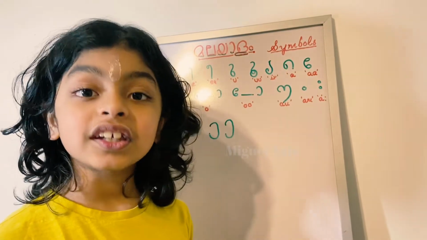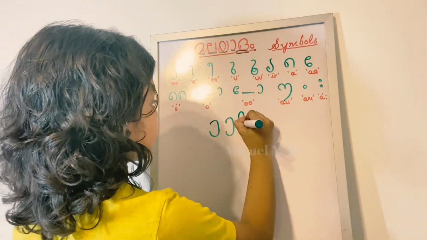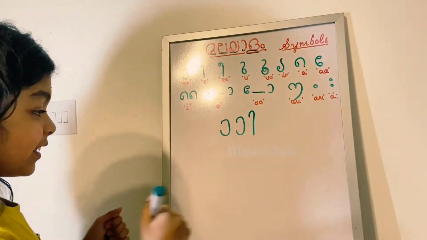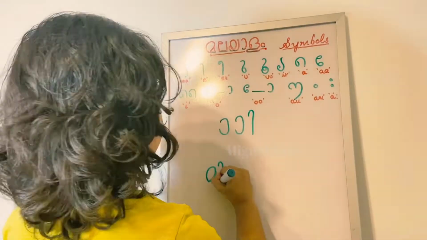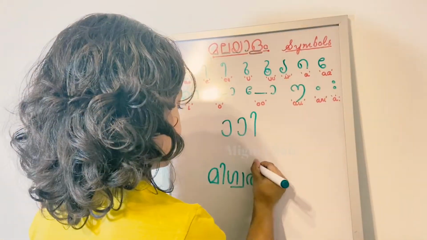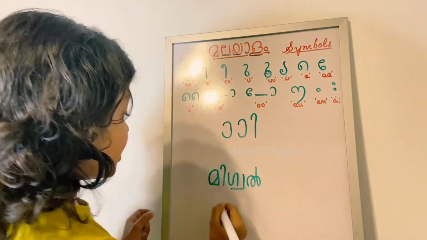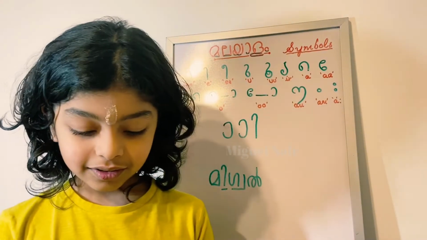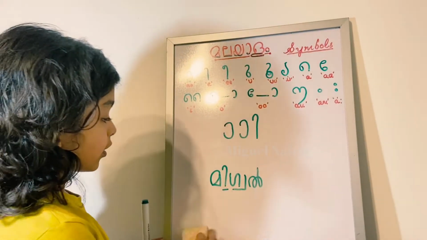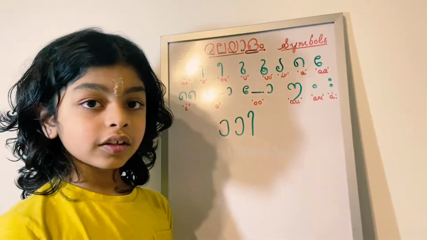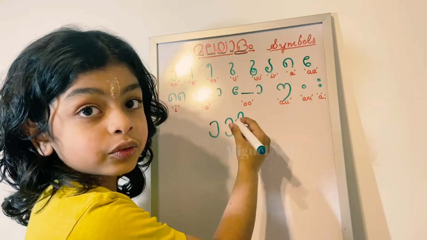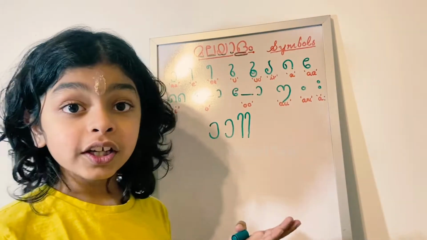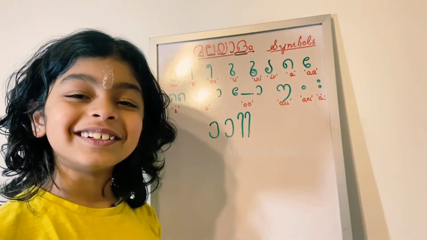The next letter is E. We use E in my name, Miguel. Let me show you. So, you can see that this is where we used E. Okay, I'll just show you how to write E one more time. There we go. It's a bit like a candy cane, isn't it?